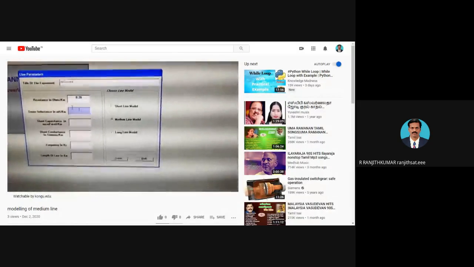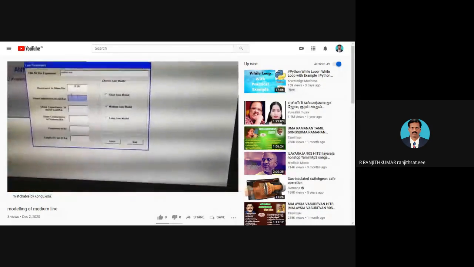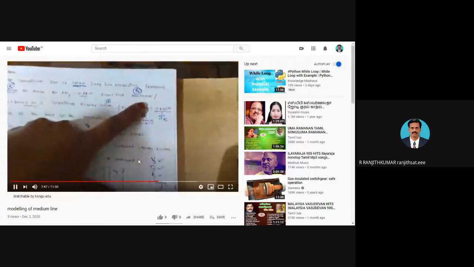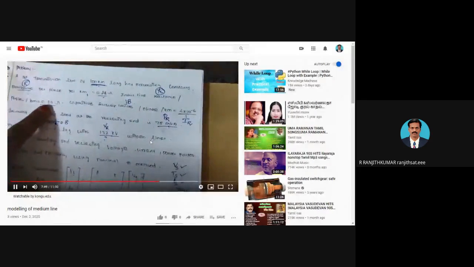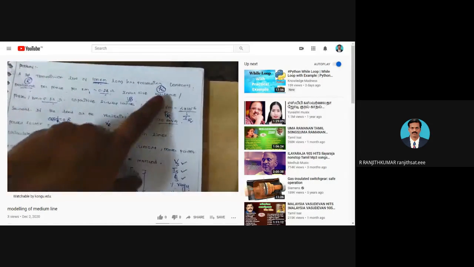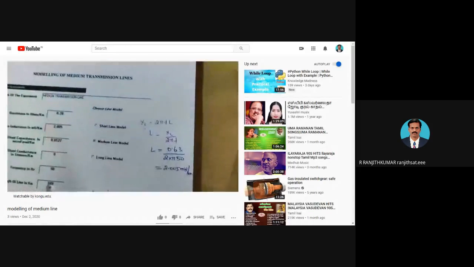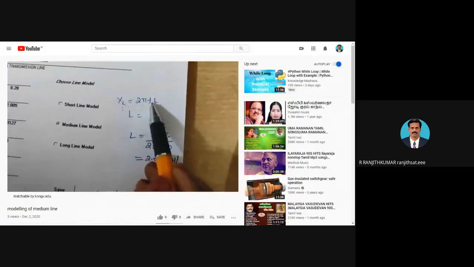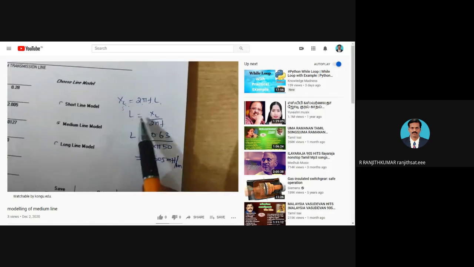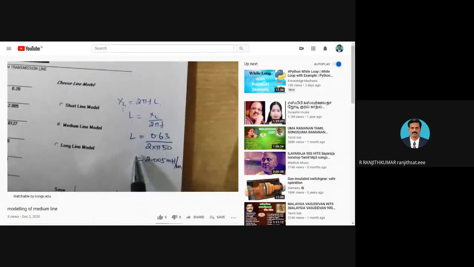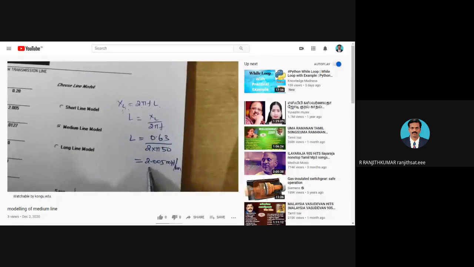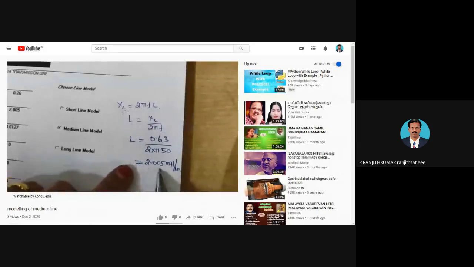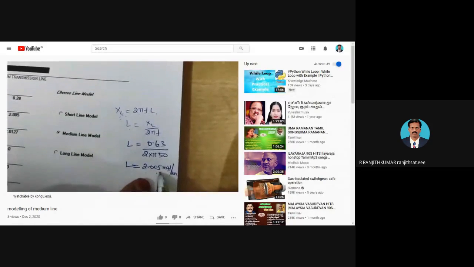Similarly, series inductance is given in the question as inductive reactance, 0.63. So from Excel, we have to calculate the value of our L. We know the formula XL is equal to 2 pi FL, so L is equal to XL divided by 2 pi F. If you substitute XL and 2 pi F, you will have the value of L as 2.005.